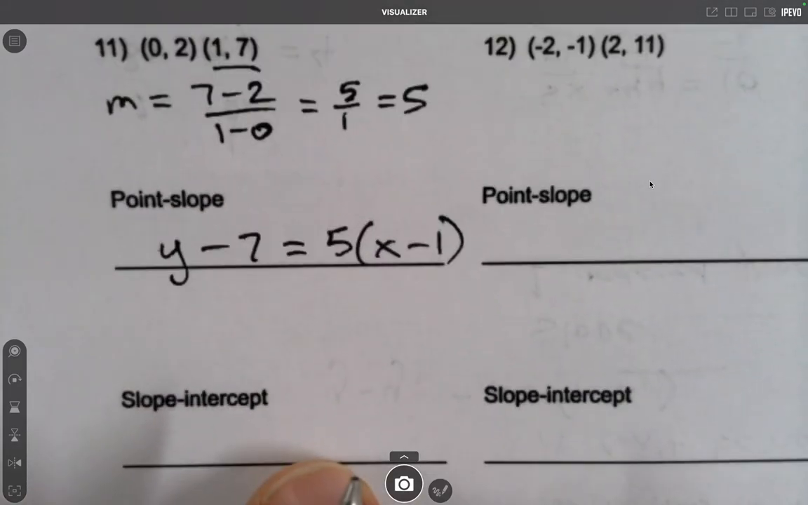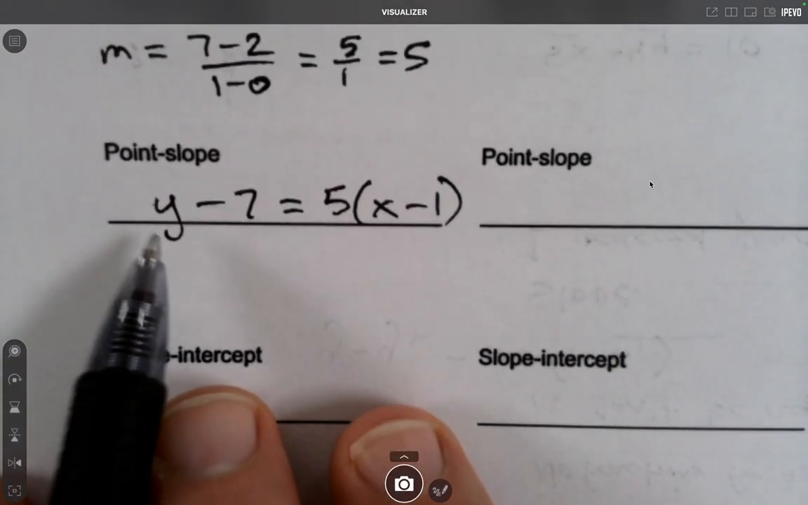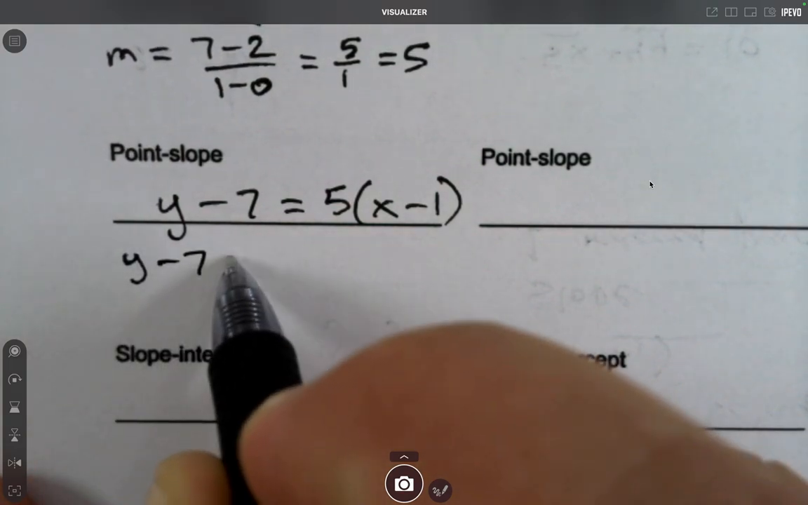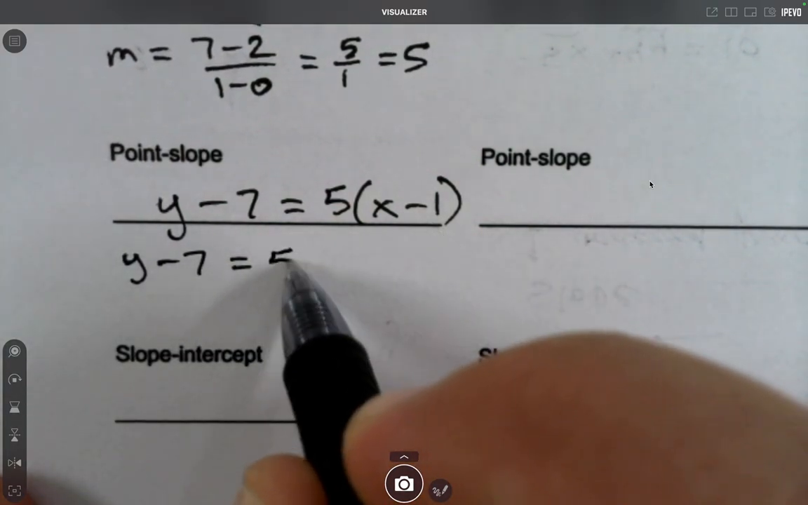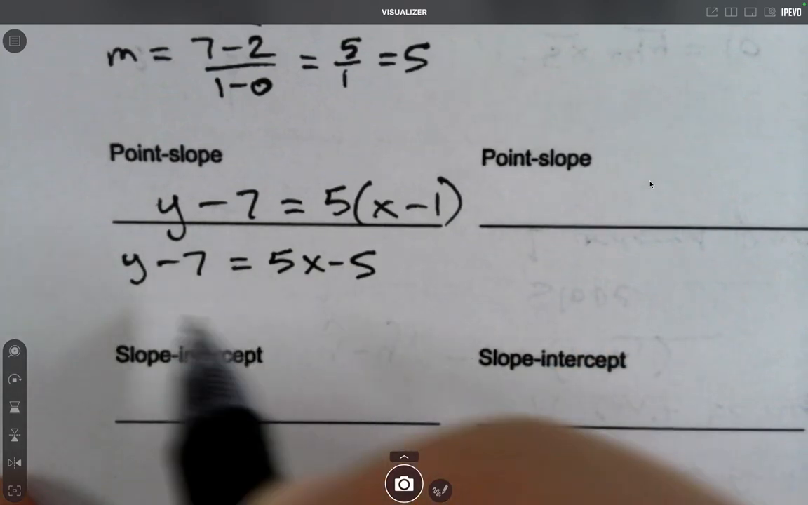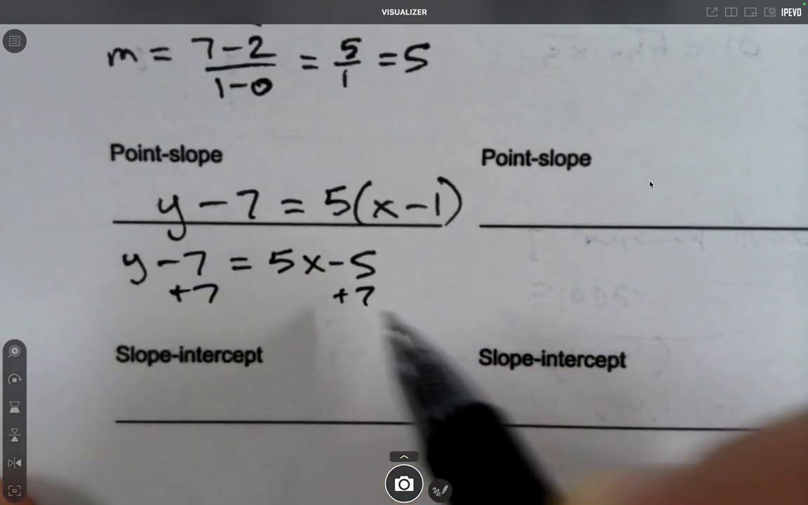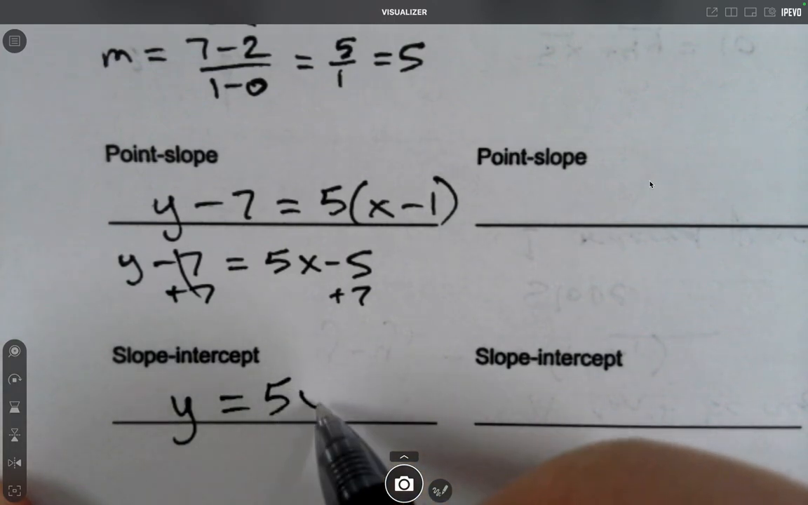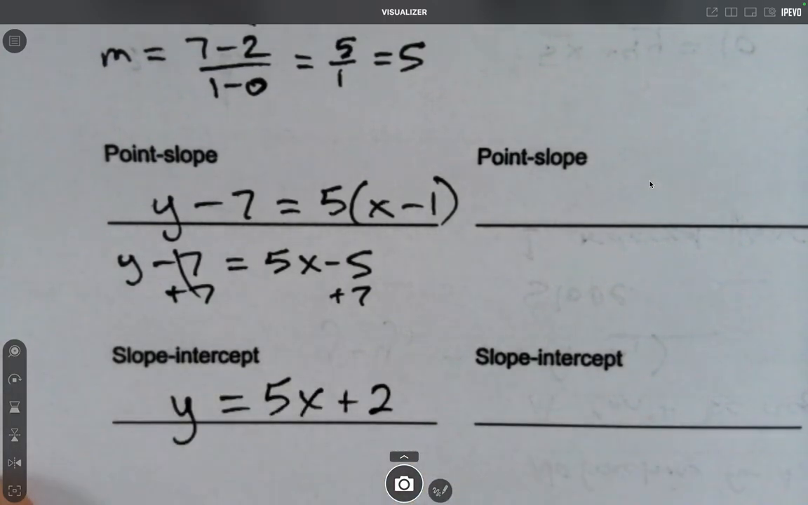Okay, so to get slope-intercept form, it's pretty simple. We want y by itself. So step 1 is to distribute the 5 over here and add 7 to both sides. So we get y equals 5x plus 2.